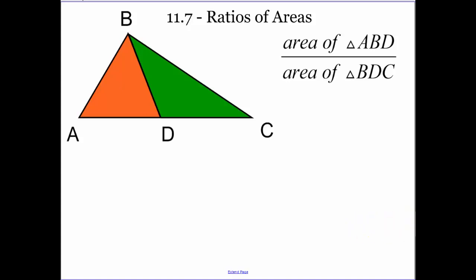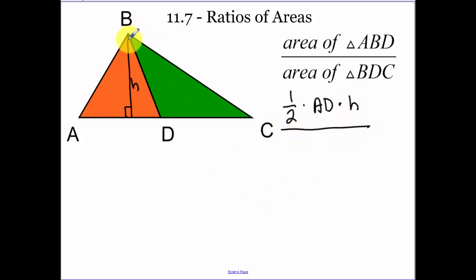Today we're going to be talking about ratios of areas. So let's talk about the area of triangle ABD. Okay, let's call the altitude, let's call that the H for height. So the area would be 1/2 our base of ABD, which would be side AD, times my height.